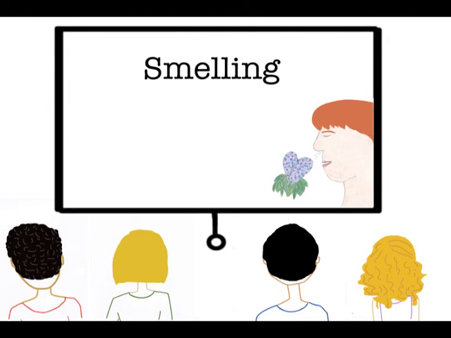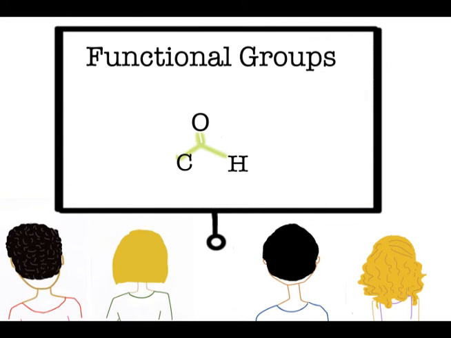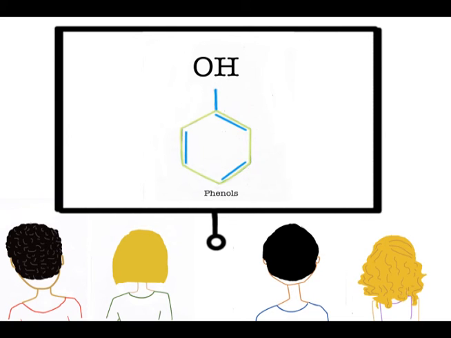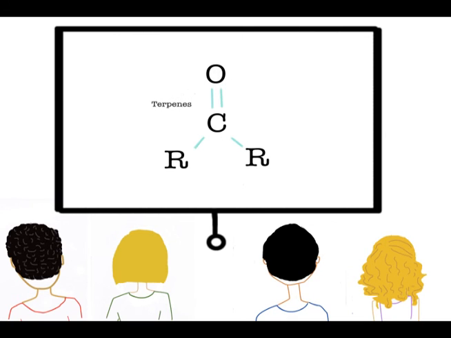You should now learn how to continue this procedure of smelling, identifying the functional groups, and writing the unwritten carbons and hydrogens for esters, phenols, alcohols, terpenes, and ketones.